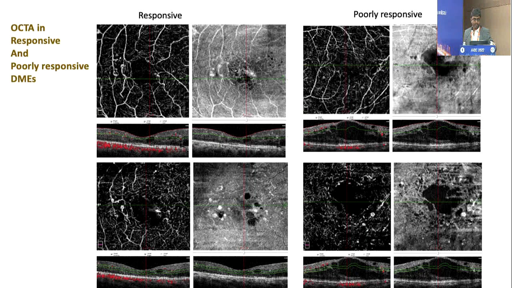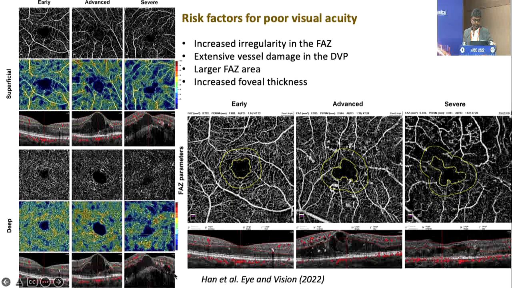So then again, this is a case of responsive DME. This is a recurring DME in the right eye and poorly responsive DME, but again recurring in the left eye. So you can see quite a lot of changes like DRIL and outer photoreceptor damage and other things. But when you look at the FAZ and the drop-out areas, it's more significant. Even the aneurysms are more significant in the poorly responsive DME when compared to a good responsive DME. But this is a recurring case, so that's the reason you can see the chronic changes that's happening there.